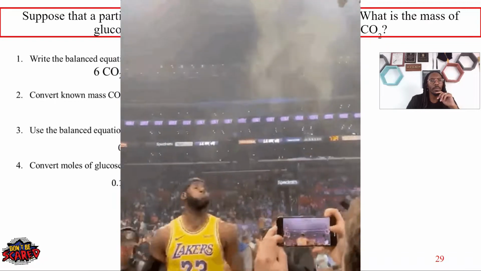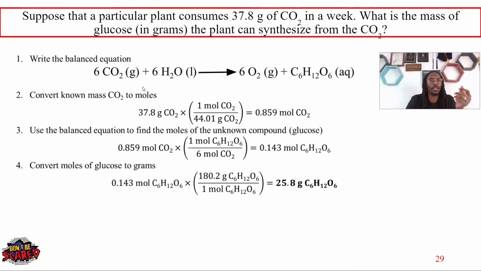So, first thing we're going to do here, we're going to write the balanced equation. So we're going to have 6 CO2 plus 6 H2O gives me 6 O2 and then our sugar over here. Same balanced equation from before. But let's talk about what we do from here. So we have our balanced equation.